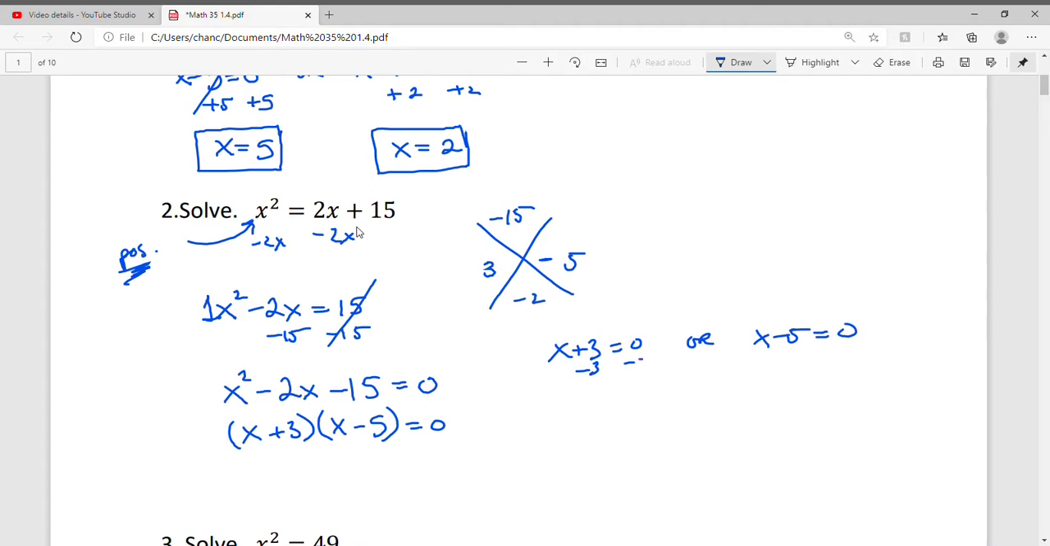Let's subtract 3 to both sides. X equals negative 3 for the first part. And for the second part, we can add 5 to both sides. X equals 5. Now if I'm not sure, you could just plug these back into the original polynomial and you should get the left and the right side are equal. So you can check your work every time with these questions.